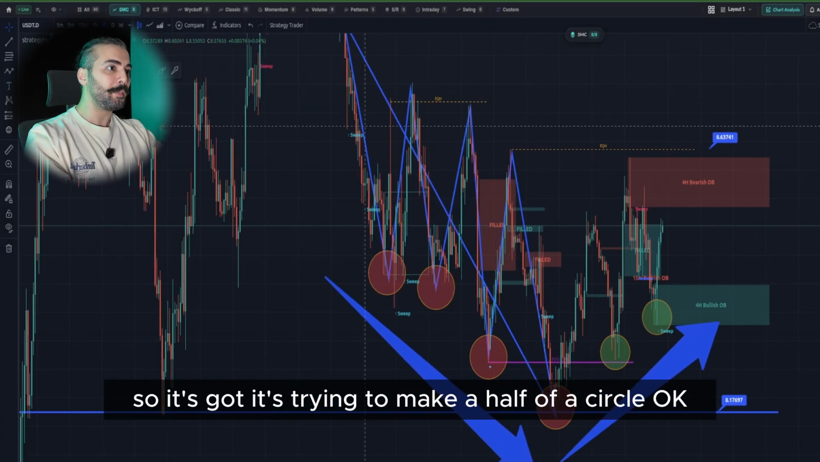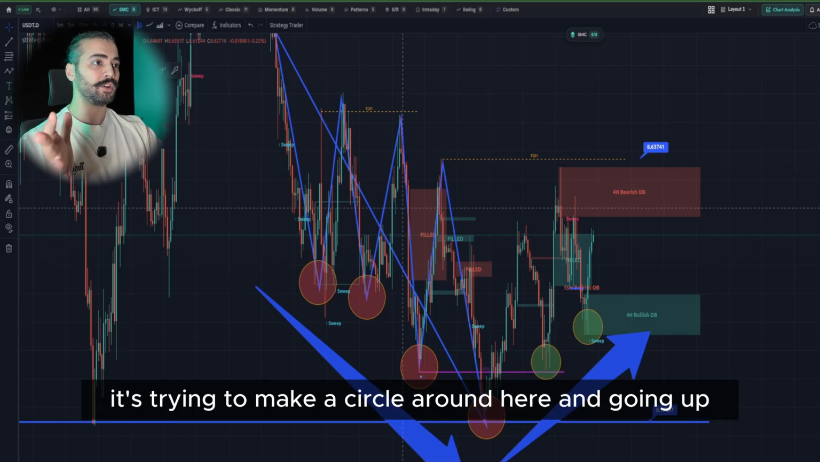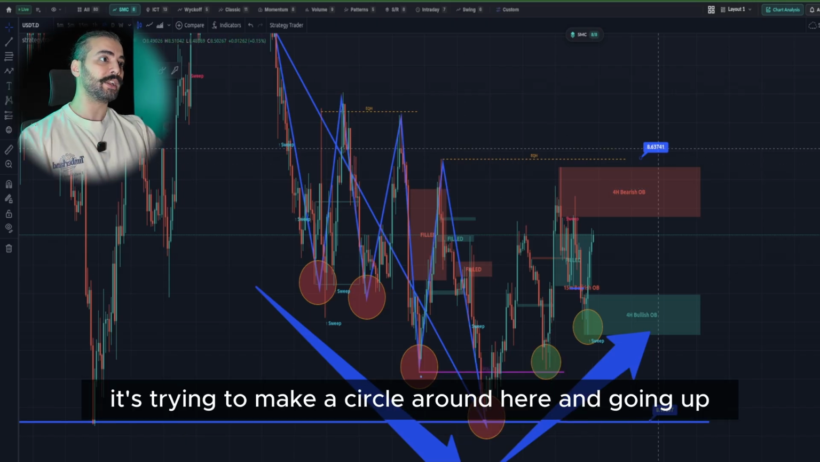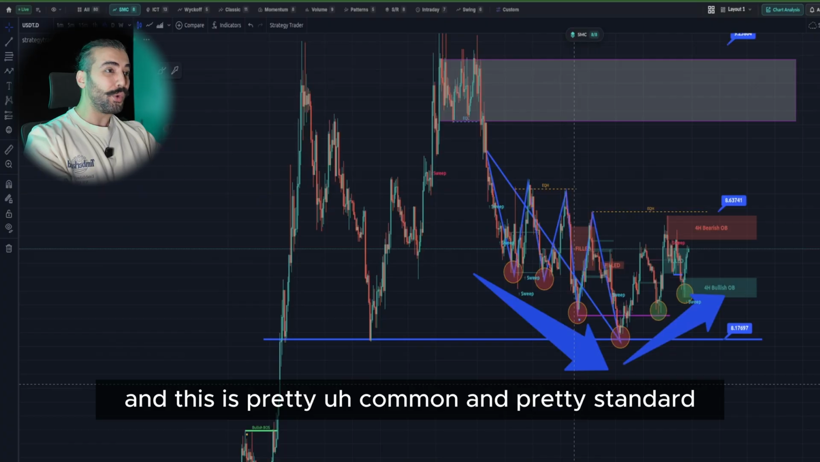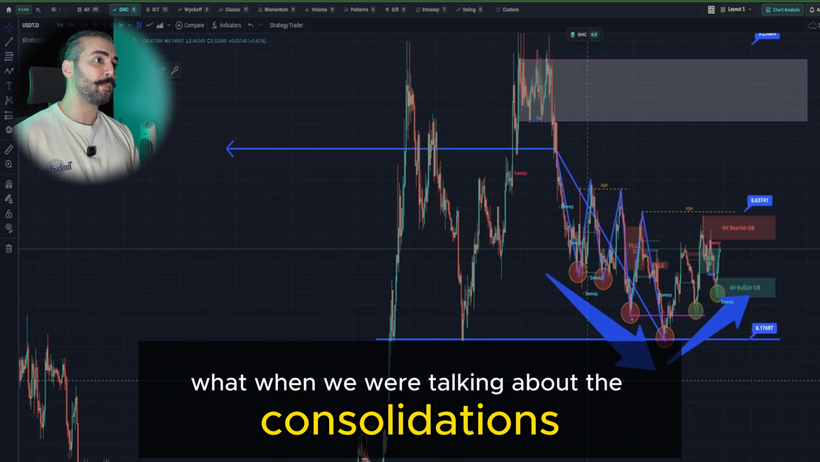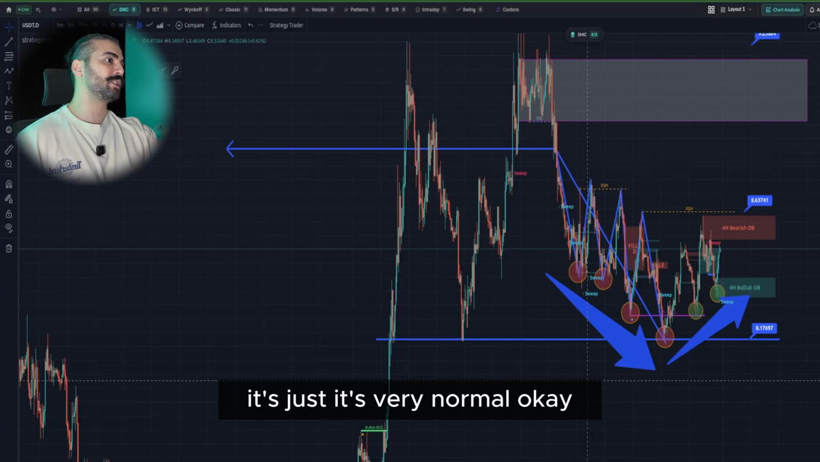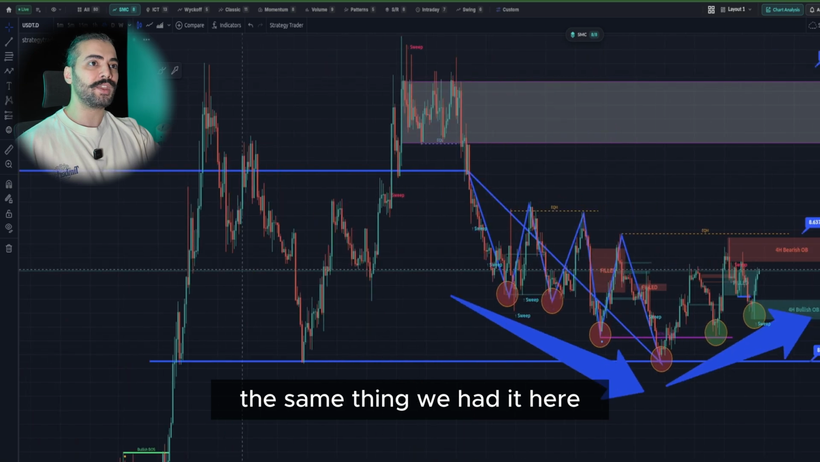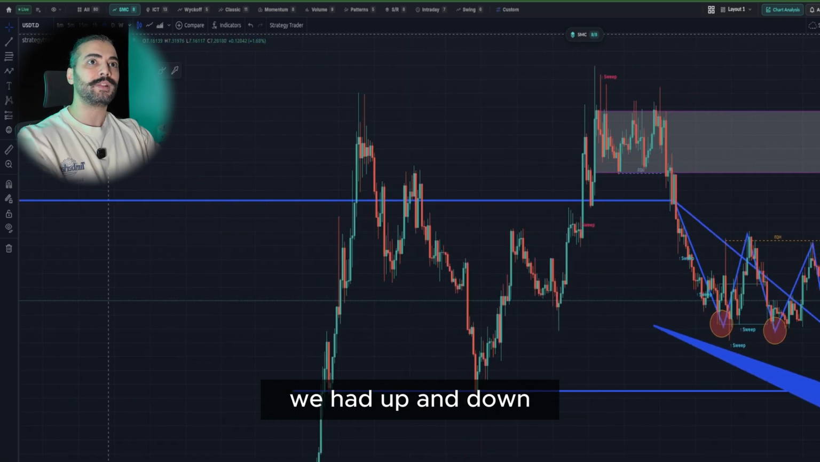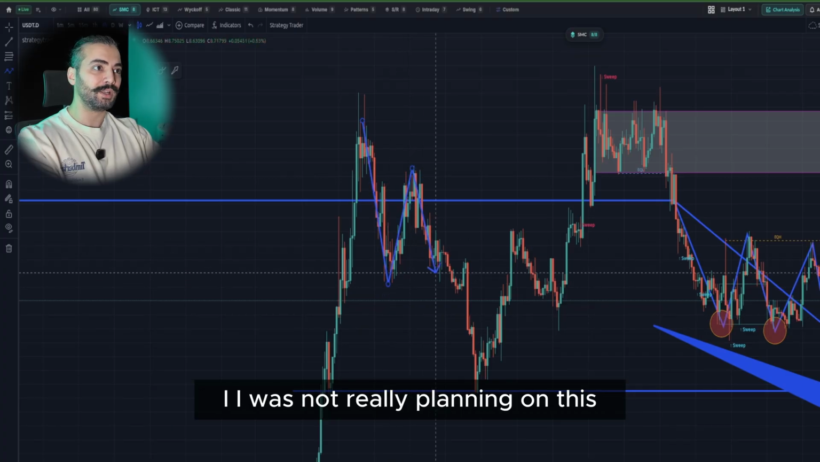So it's trying to make a half of a circle, okay? It's like a hemisphere. It's trying to make a circle around here and going up. And this is pretty common and pretty standard when we're talking about consolidations. In ranging, this usually happens. It's very normal, okay? The same thing we had here. We had up and down. I mean, this is just out of the blue, okay? I was not really planning on this.